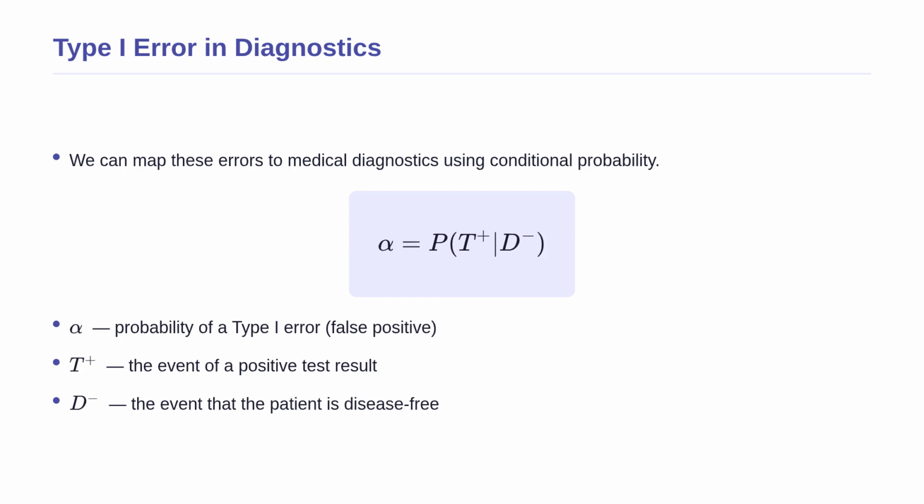Here, T+ represents a positive test result, and D- indicates the patient is actually disease-free. The vertical bar means given that. So this formula calculates the probability of getting a positive test result given that the patient does not actually have the disease. This is the mathematical reality of a false positive.